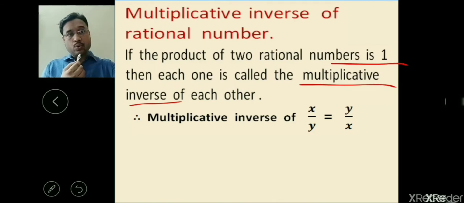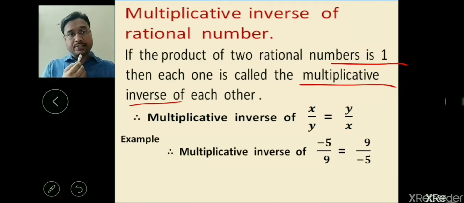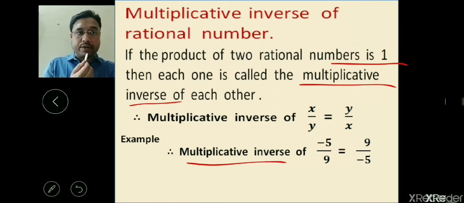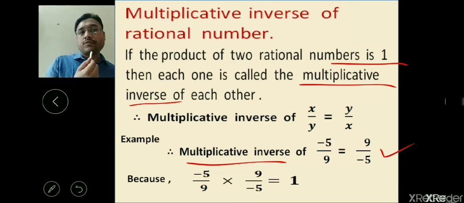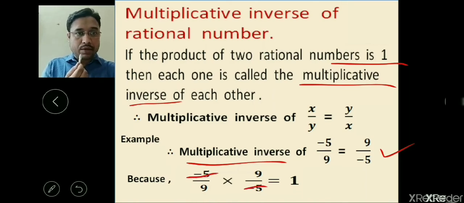Now we can take an example like this: multiplicative inverse of minus 5 by 9 is 9 by minus 5. The reason behind that is that their product is 1. Minus 5 by 9 into 9 by minus 5: this minus 5 and this minus 5 you will cut, and then you will cut 9 and 9, so the result will be 1.